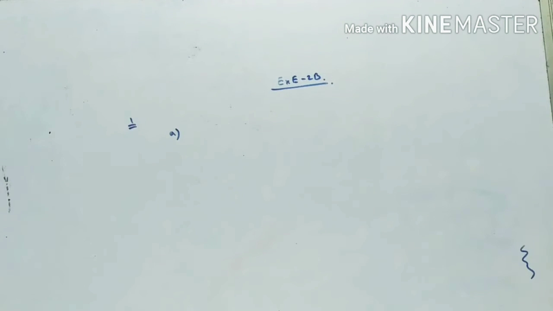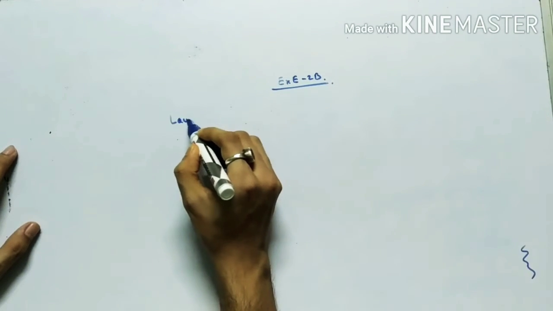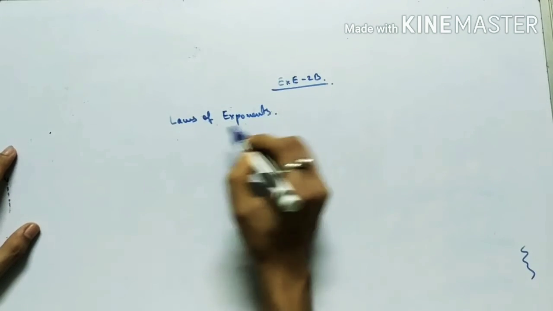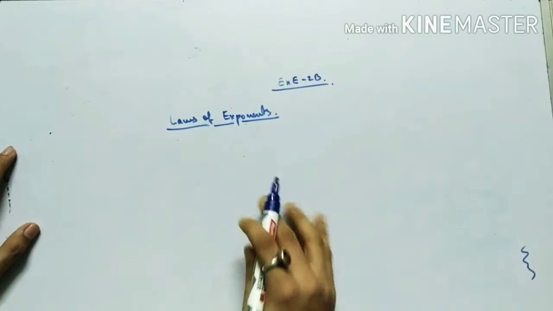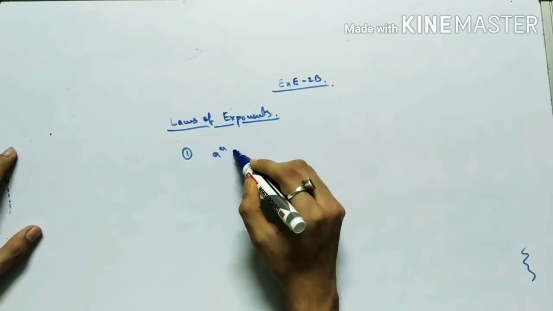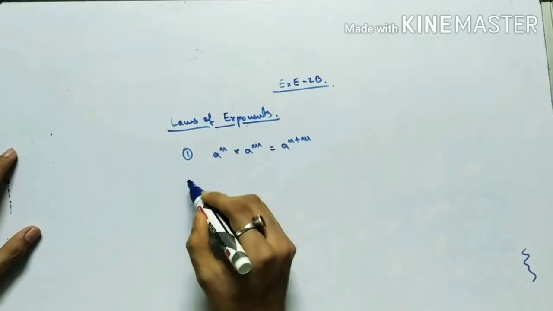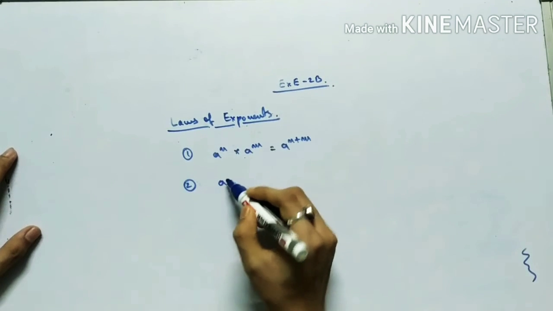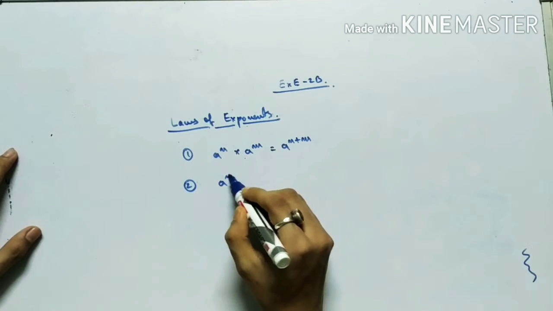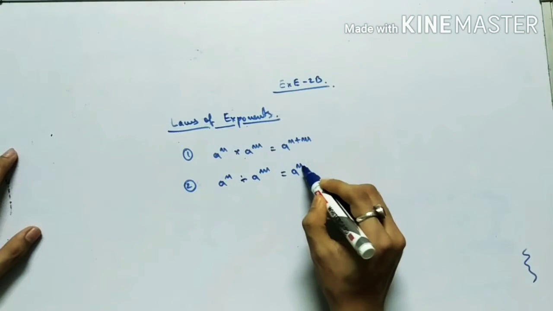So first of all, the laws of exponents. So this is your first: a to the power n into a to the power m becomes a to the power n plus m. Next it is a to the power n divided by a to the power m. It becomes a to the power n minus m.